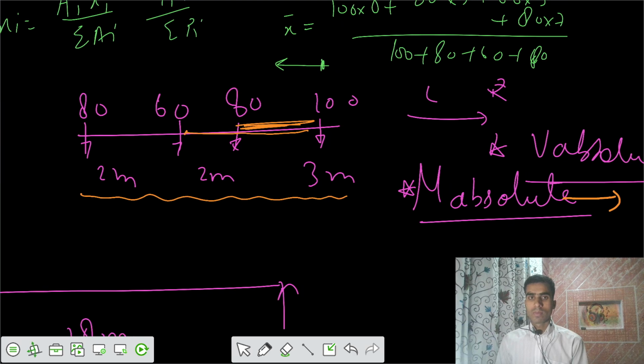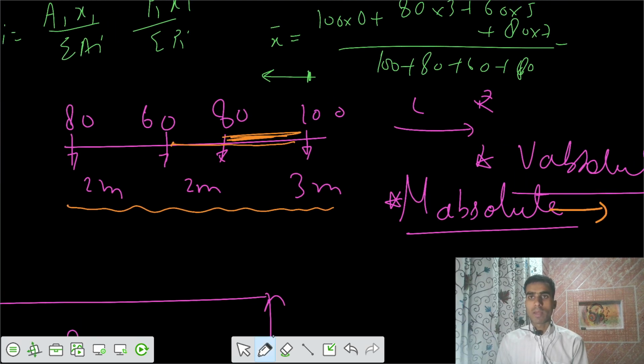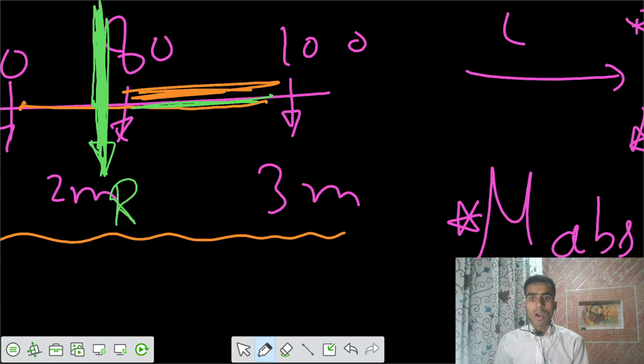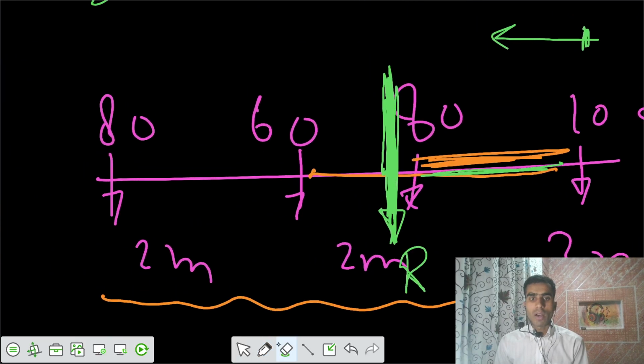3.4375 meter. That means after 3.4375, this is the centroid. This is the resultant of those loads, R. Now I would say, out of these two loads between the R, 60 and 80, which one is maximum?